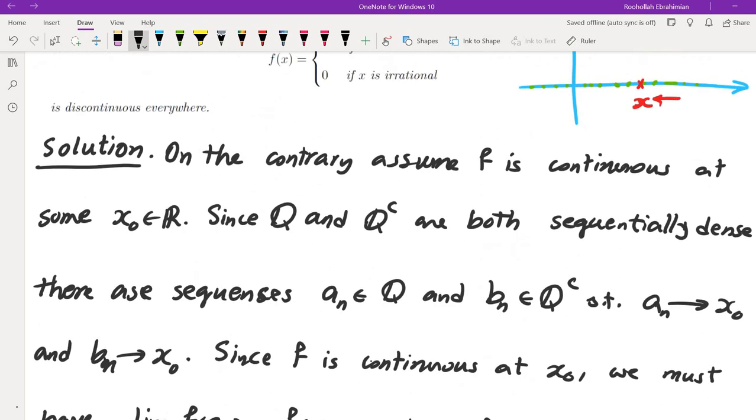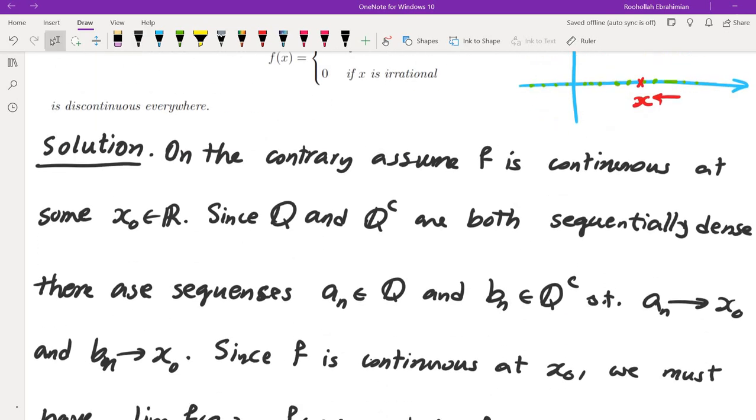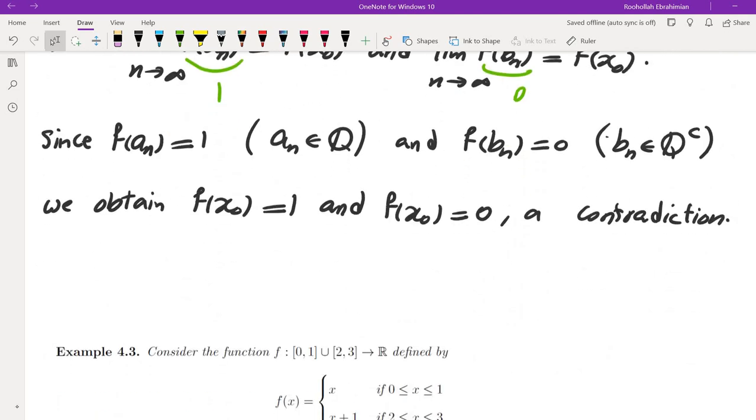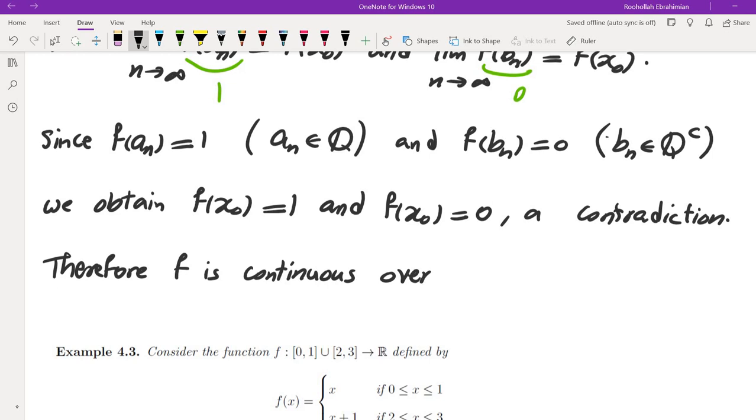So what we did was we assumed f is continuous at a point and we got a contradiction. Therefore f is not continuous over the entire real line.